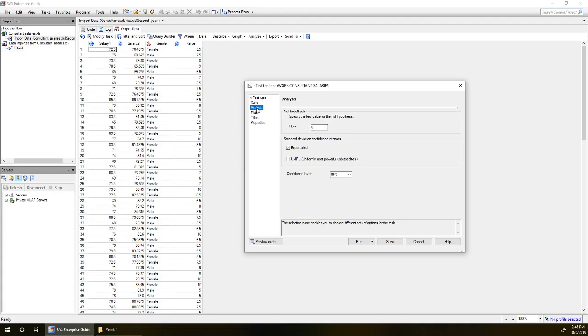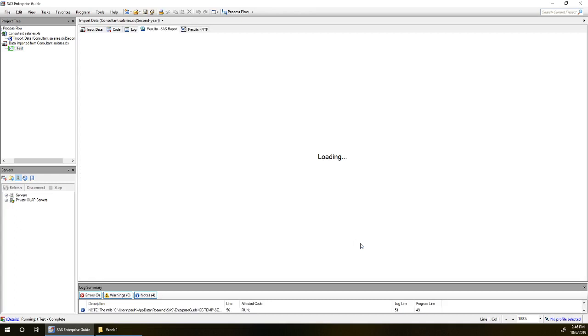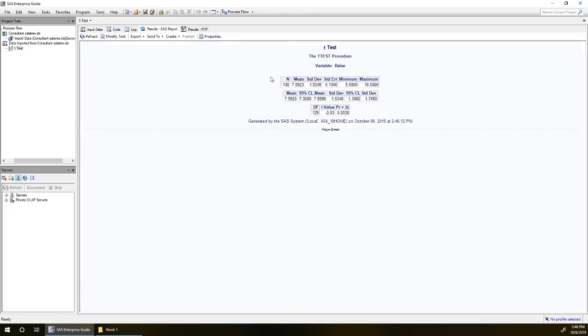So under the analysis tab here, we'll change our null hypothesis to 8. Let's hit run, see what we get. Enterprise Guide has used 130 observations, which is good. We've got a mean raise, an average raise of 7.59%. So on average, we're getting raises of 7.59%.